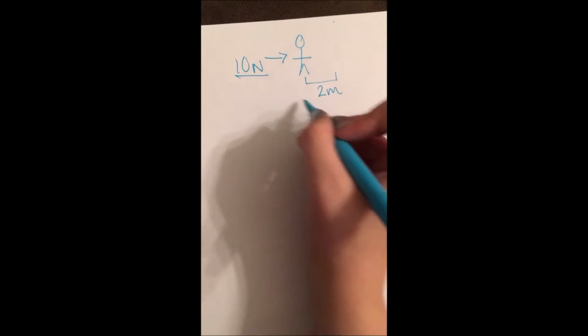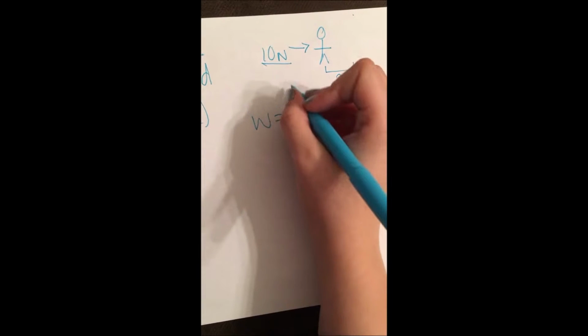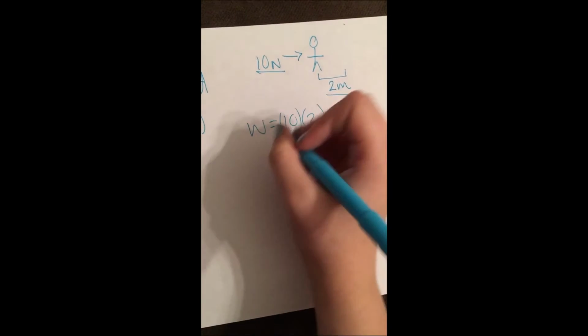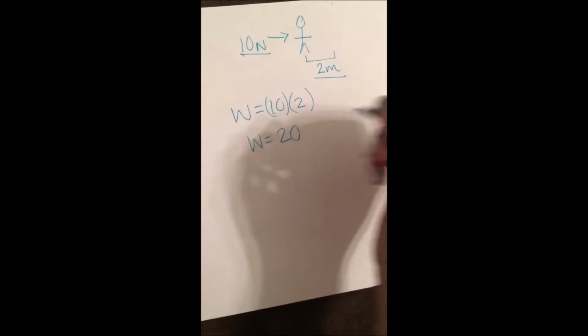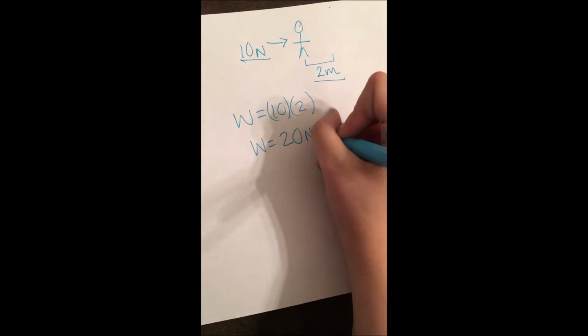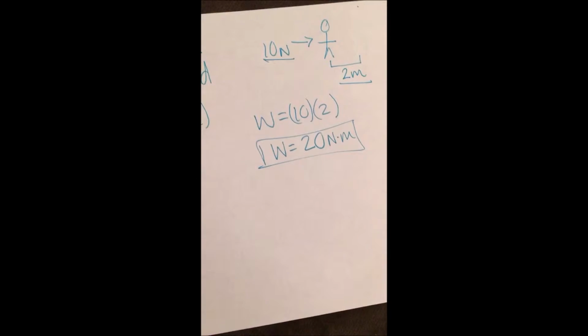So we need to plug the values into our formula. Work equals, our force is 10 and our distance is 2. So the work is 20. Pretty simple. And this is measured in newtons times meters. And there you go.